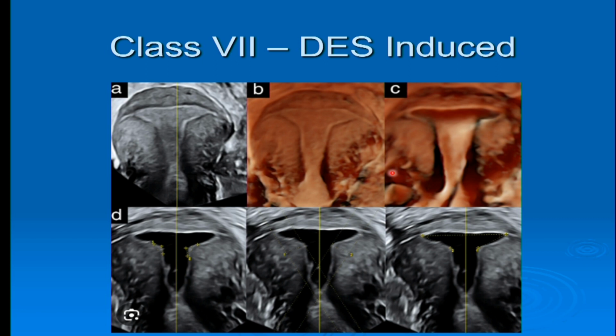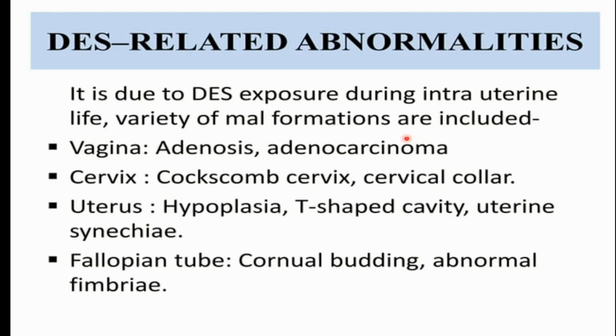Last class is the intrauterine exposure to diethylstilbestrol. It will cause distortion, a T-shaped uterus classically described, vaginal adenosis, the beaded appearance of the fallopian tube, etc.